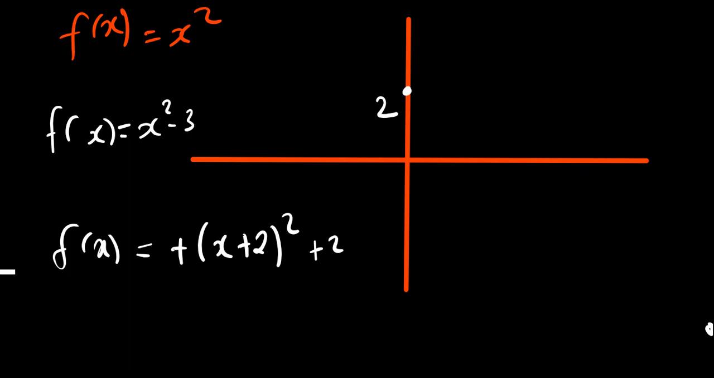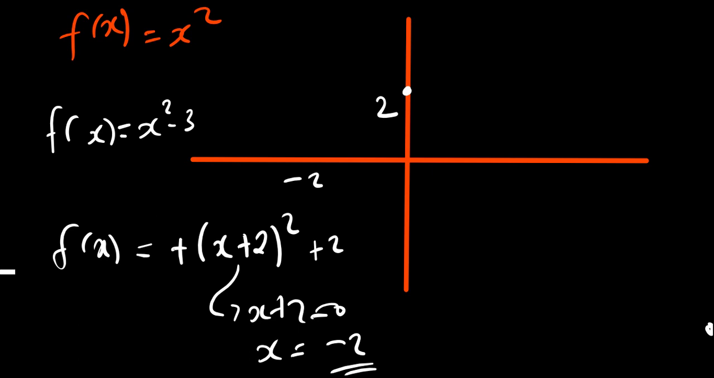We've shifted by negative 2. Let's say our negative 2 is here, because you have to equate what is in the bracket. So x plus 2 should be equal to 0, so x is equal to negative 2. This is the shift in the x, and this is the shift in the y. So that's your turning point, like I earlier said.